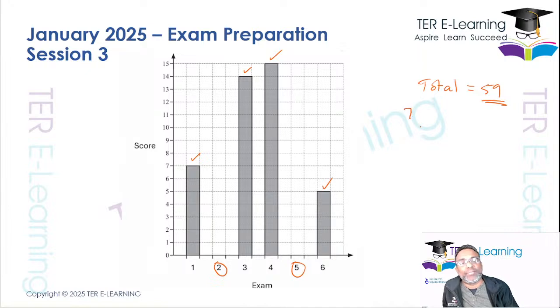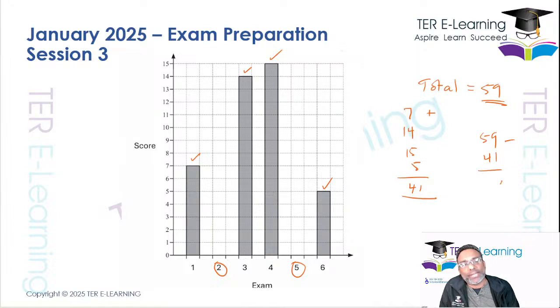That's going to be 7 plus 14, plus 15, plus 5, and you're going to get 41. So for all the bars that are there, we have a total score of 41. Therefore the missing bars will be 59 minus 41. So 9 take away 1 is 8, 5 take away 4 is 1, so we have 18 scores to fill in exam 2 and exam 5.